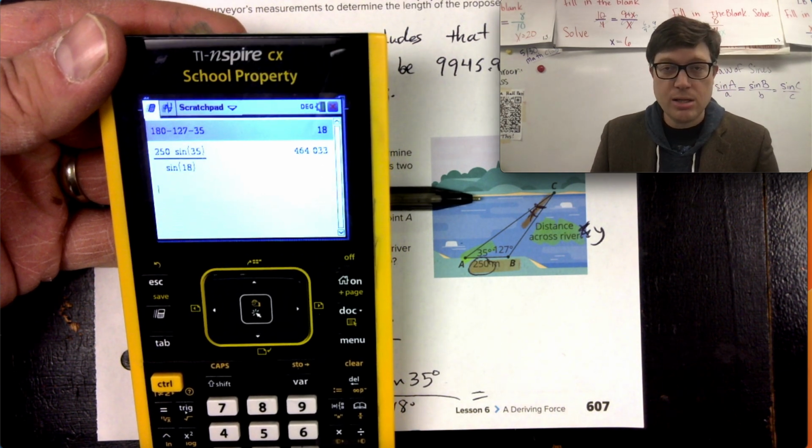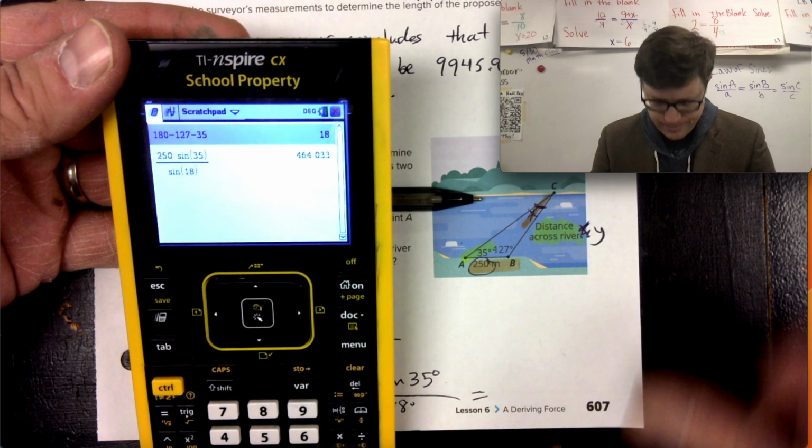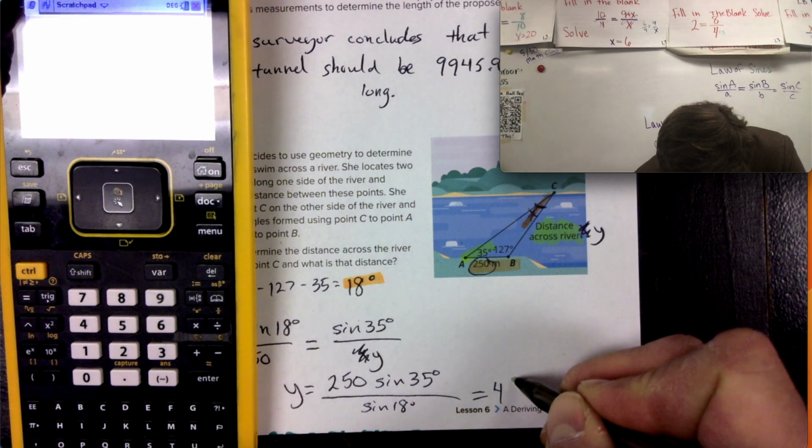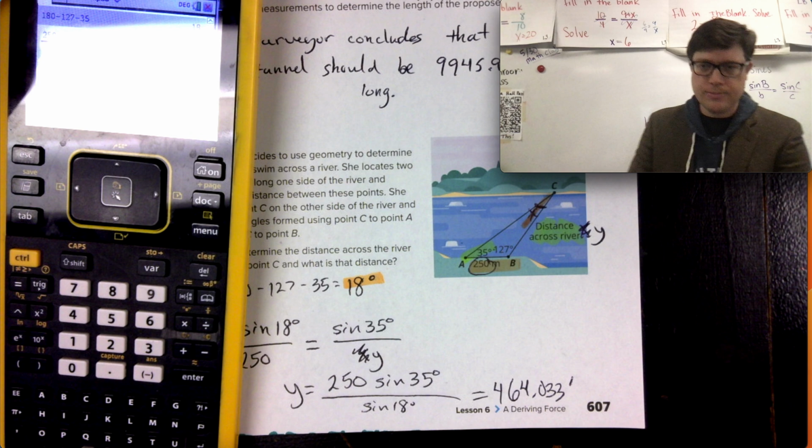464.033 feet. That's the distance across the river. A little over a football field and a half. 464.033 feet. Okay.